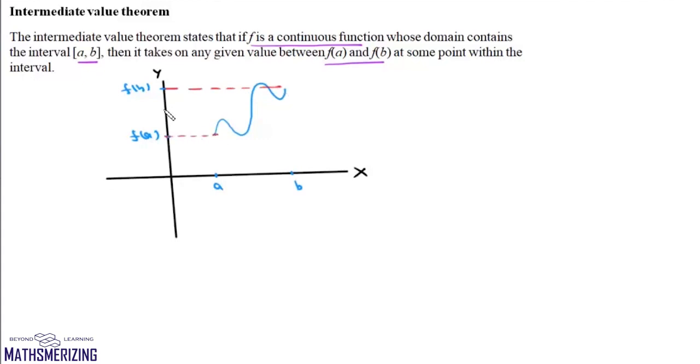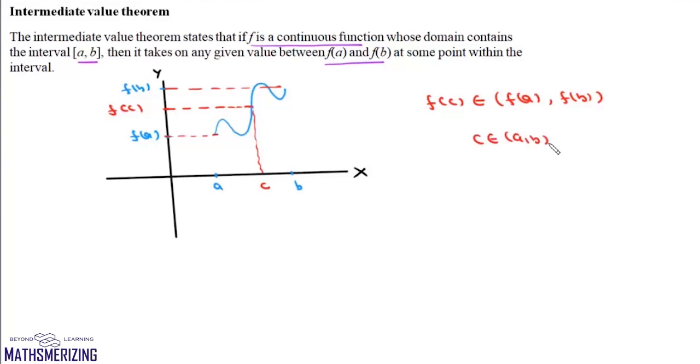So if we have any value, say f(c), which lies between f(a) and f(b), then there will be at least one point in between a and b such that this function takes the value f(c), and that is the intermediate value theorem.